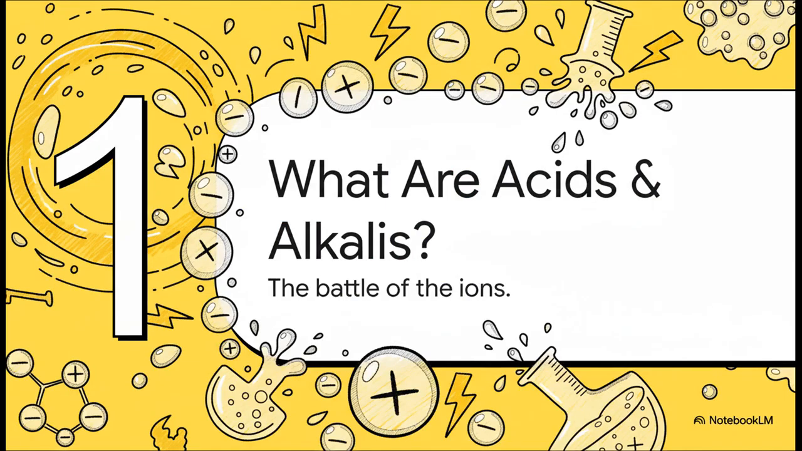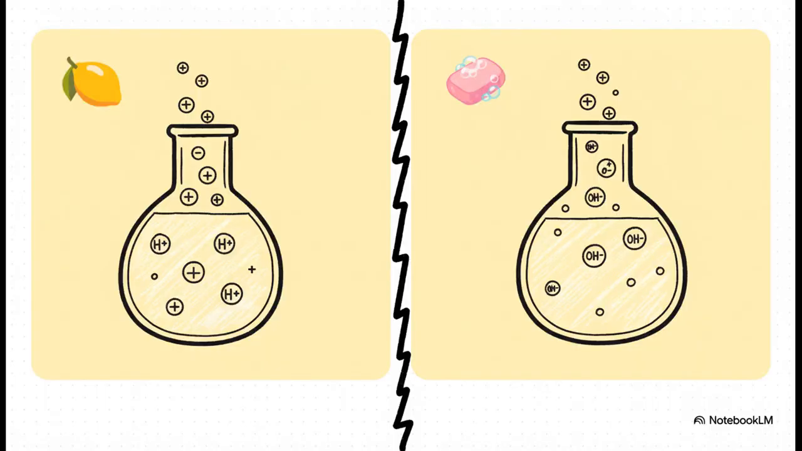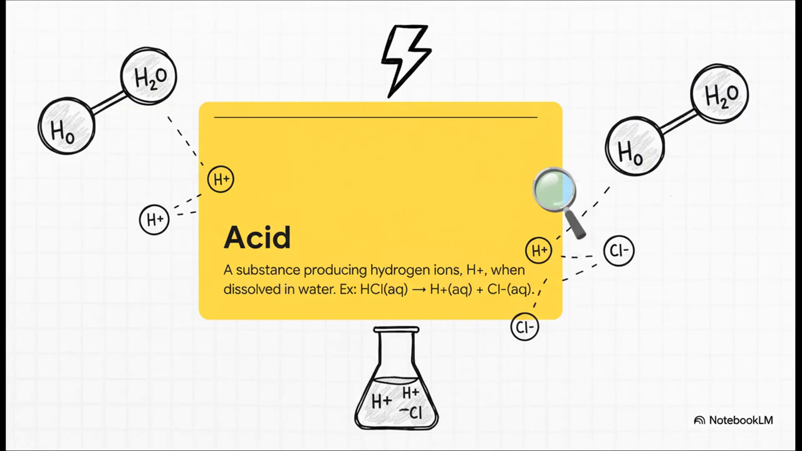Okay, so what are acids and alkalis really? When you get right down to it, it's all about these tiny little charged particles called ions. The whole game is about which type of ion a substance lets loose when you dissolve it in water. And you know what? The main difference is actually super simple. Acids, they're all about releasing hydrogen ions. That's H+. Alkalis, on the other hand, they're the ones releasing hydroxide ions, or OH-. That's it. That's the chemical showdown. H+ versus OH-.